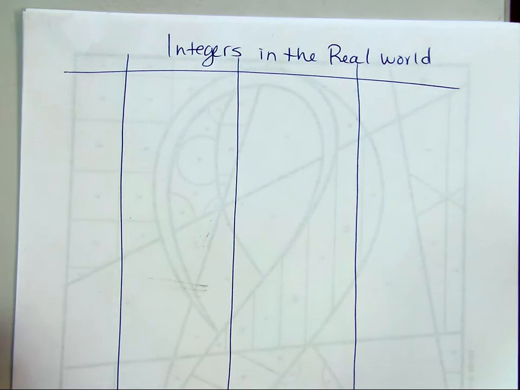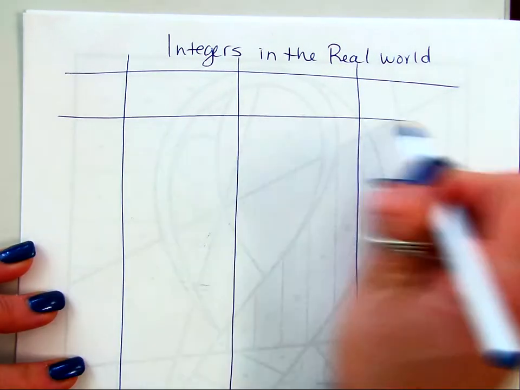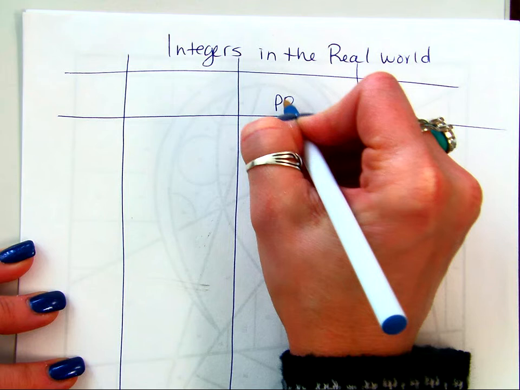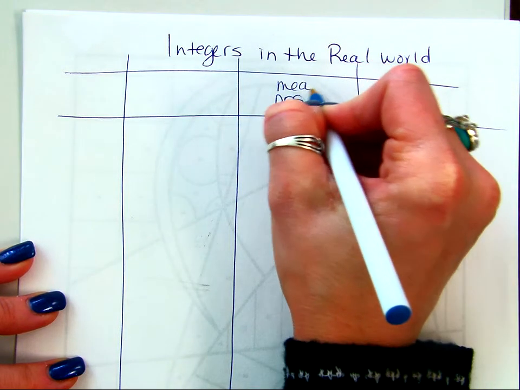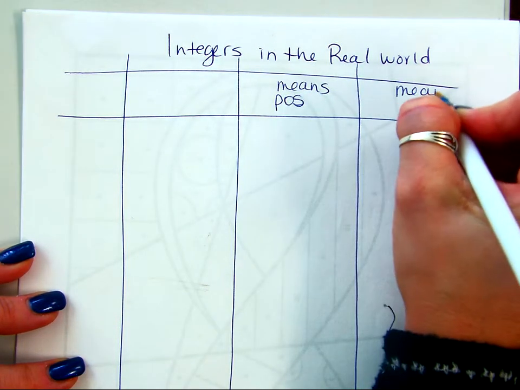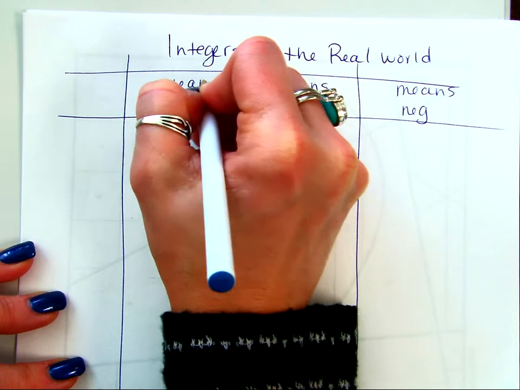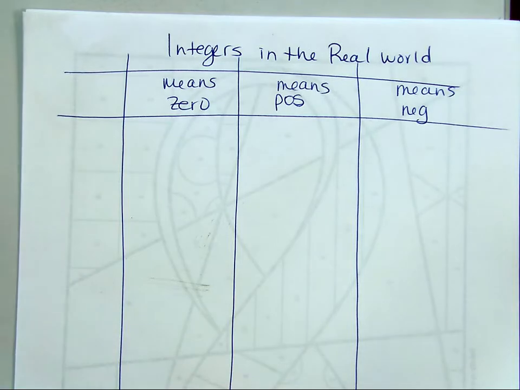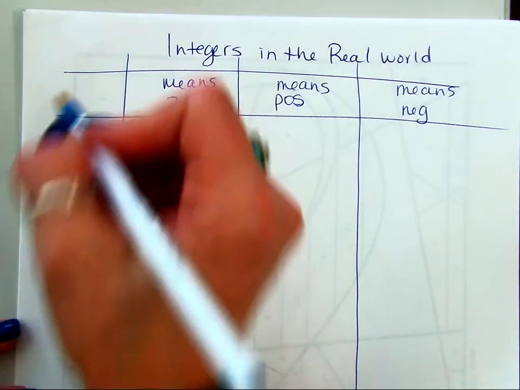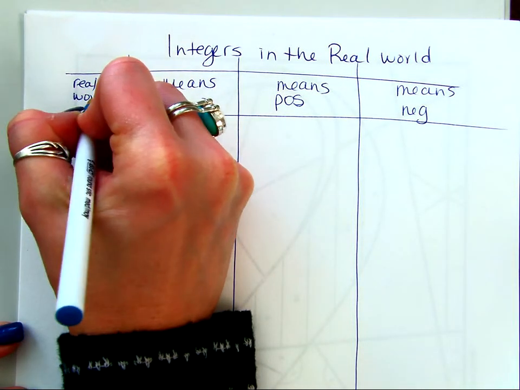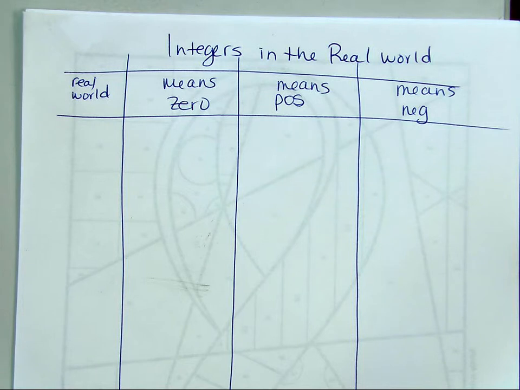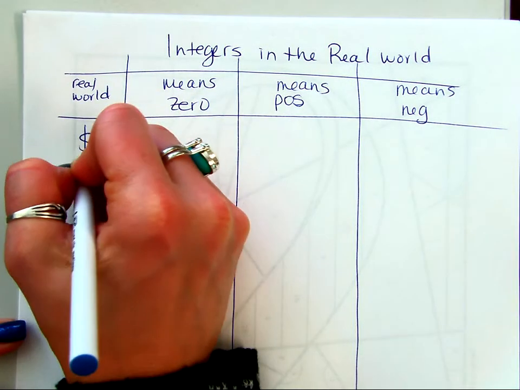Okay. And in this first one, we're going to write means positive. This column we're going to write means negative, means 0, and this is, oh gosh, what's the good title for this column? The real world situation. Okay, we already touched on a couple of them. We talked about when you deal with negatives, probably money.